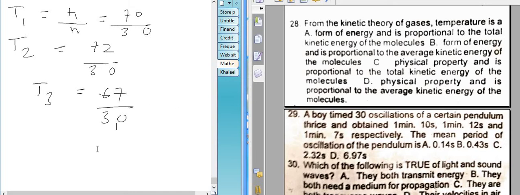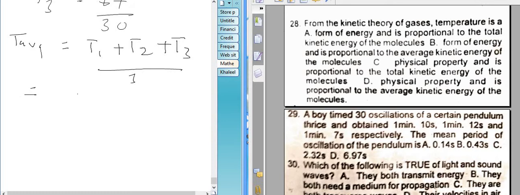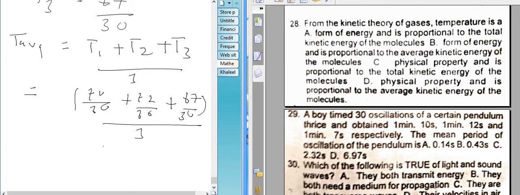So what do we mean by average? Average is just the summation of the quantities divided by the number of quantities. Our quantity here is 3, so the average is equal to the summation of them divided by 3. That is T1 plus T2 plus T3 all over 3, because there are 3 in number. So this is equal to 70 over 30 plus 72 over 30 plus 67 over 30, all over 3. After we evaluate, this is equal to 2.32 seconds. Therefore, the correct option is option C.